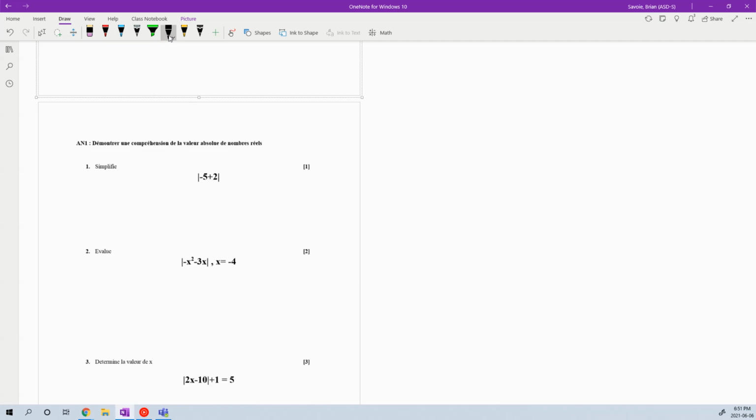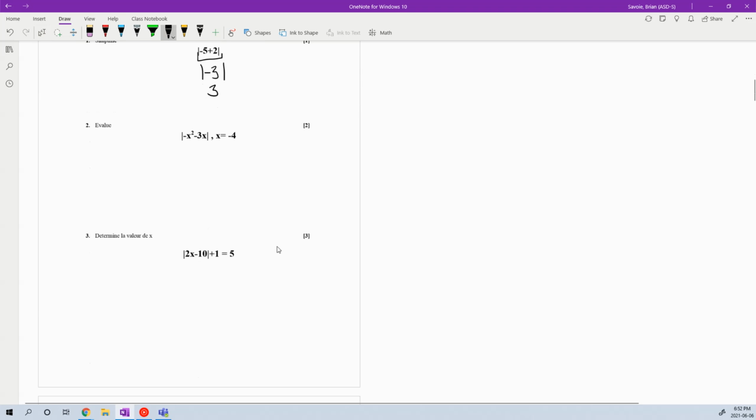So first thing we want to do is simplify. I'm going to look at this and say, okay, I want to simplify -5 plus 2. Well, -5 plus 2 is just going to give me -3. Of course, it's in the absolute value signs. And then the absolute value of -3 is going to give me +3. Okay, and that's all you have to do for this question. There's a reason this question is only worth 1 point.